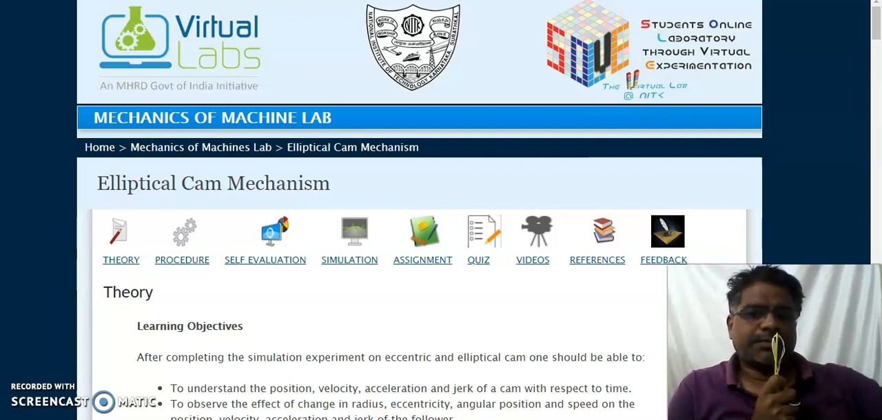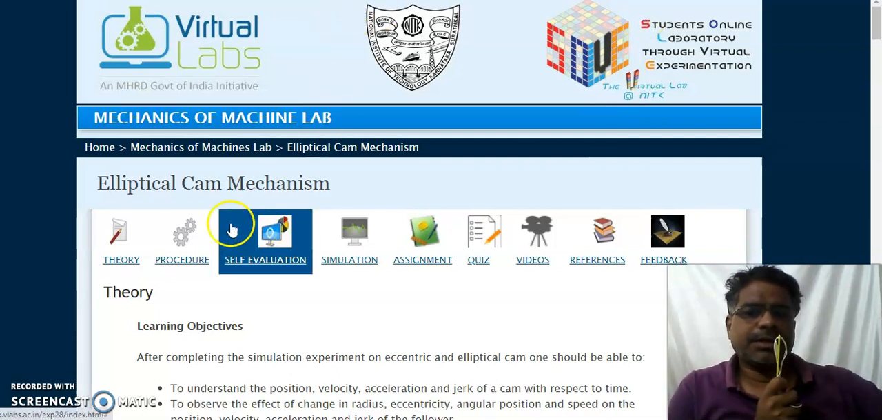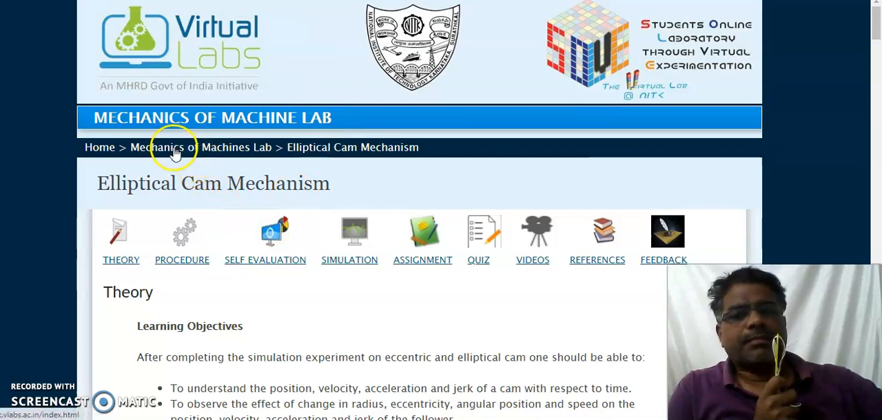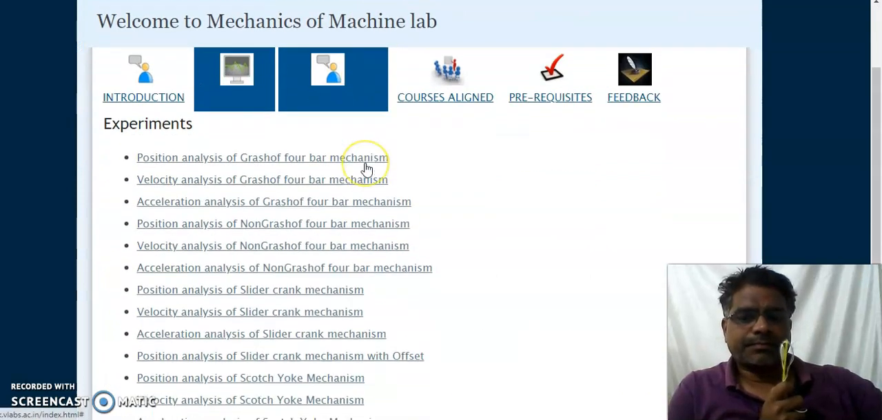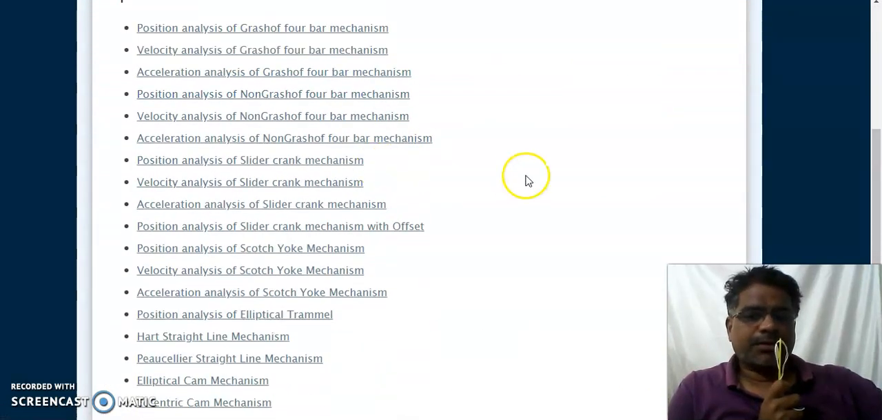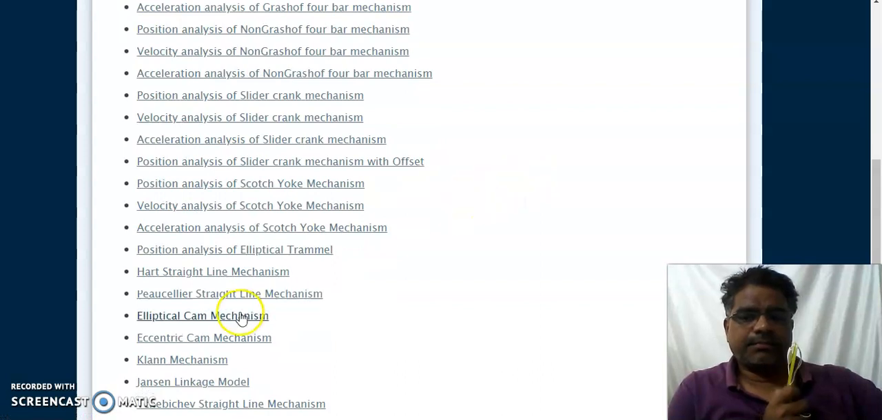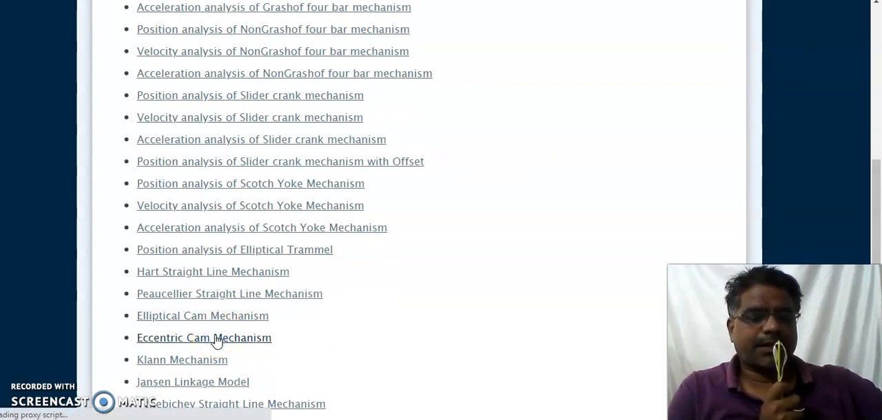Now in today's experiment we will be seeing the mechanics of machine lab. In this one we will be seeing the different experiments available which are applicable to our syllabus. Now in this one we will be seeing the eccentric cam mechanism.